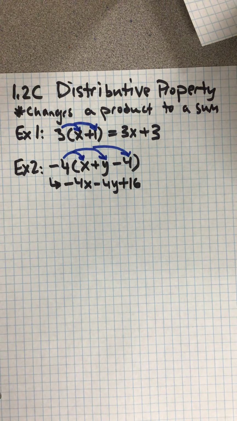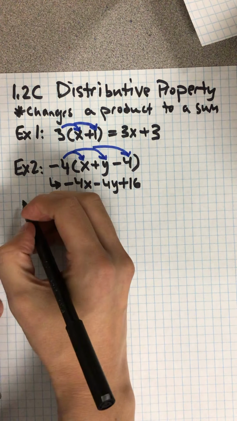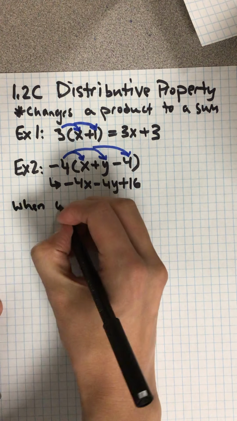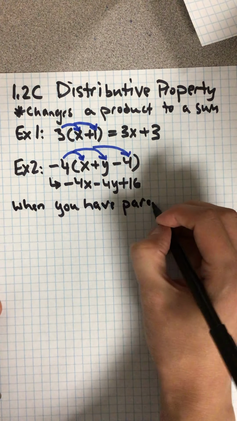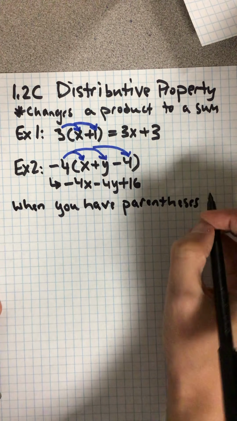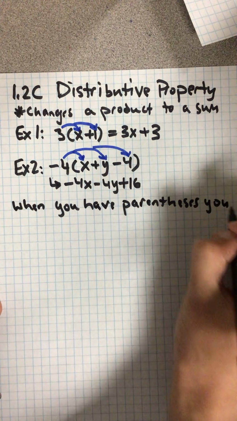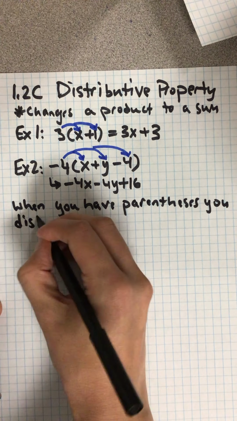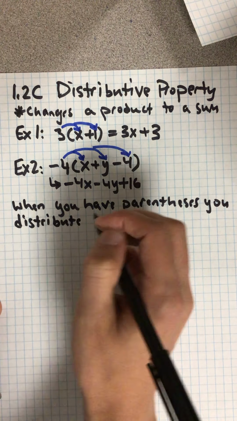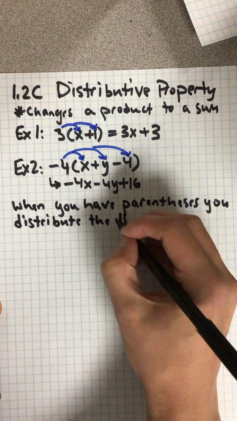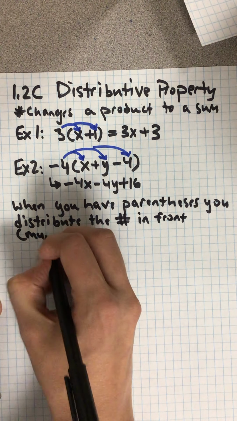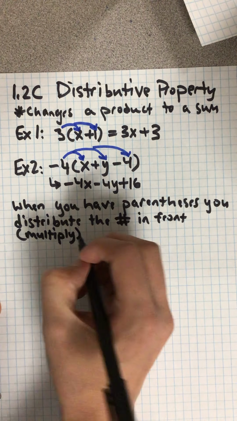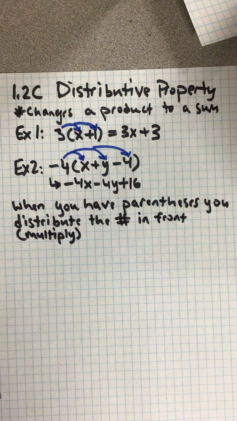So, to put this into words, what we're doing is when you have parentheses, you distribute the number in front. And to be clear, distribute means multiply. This is always the case. When there's that number sitting in front like this one or this one, we are always multiplying it through.